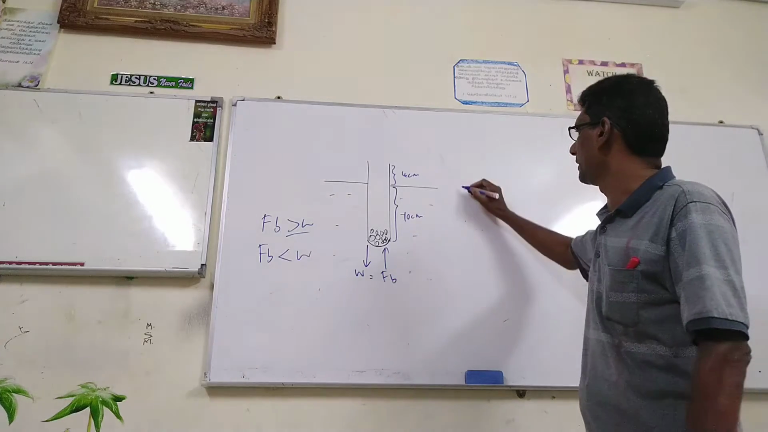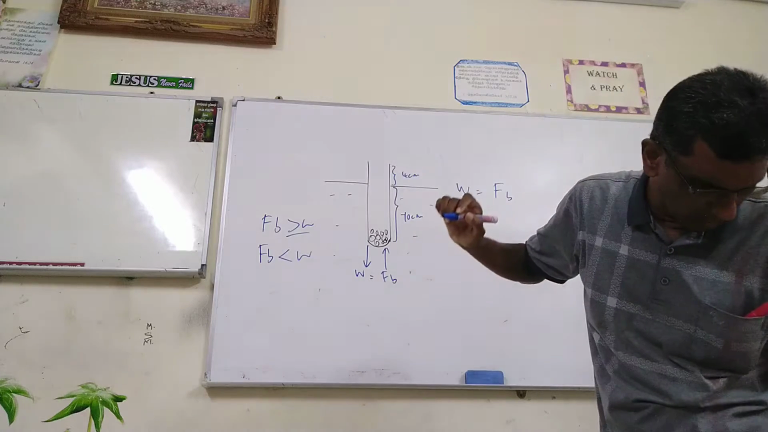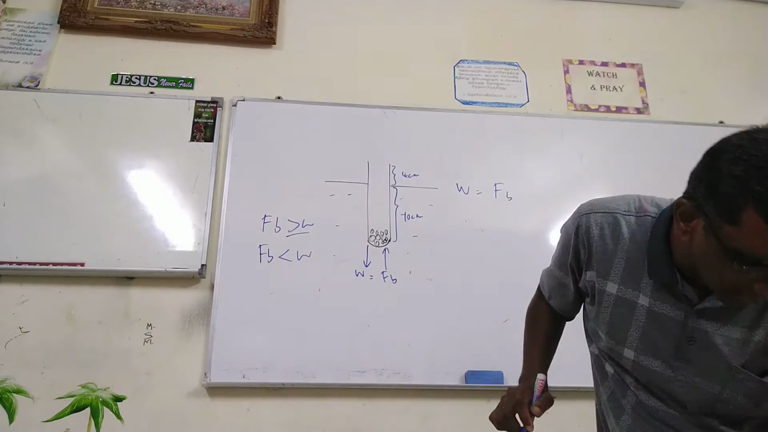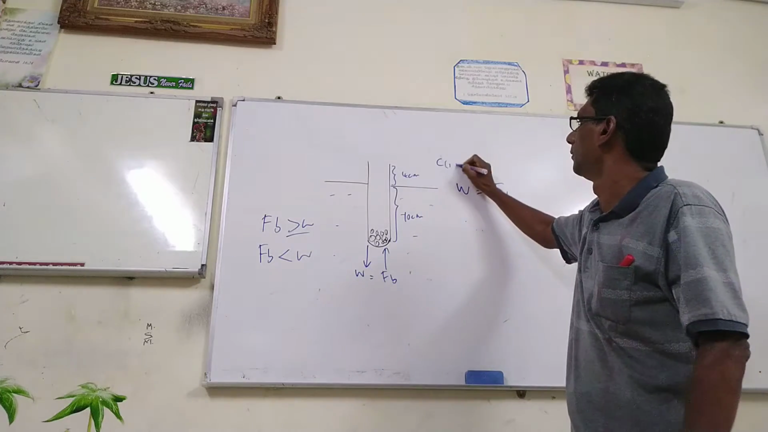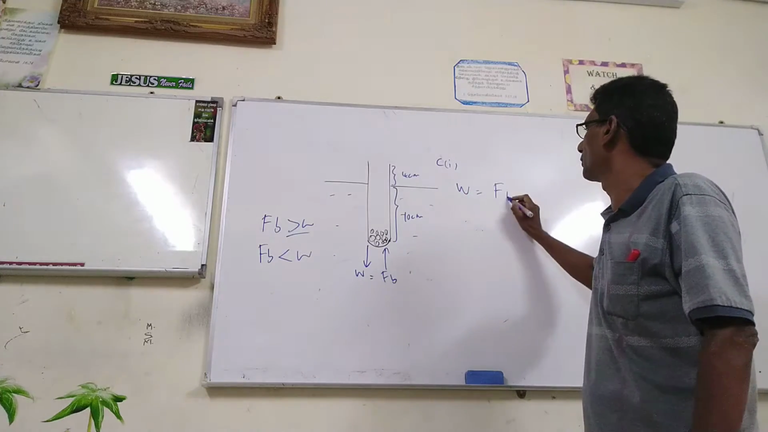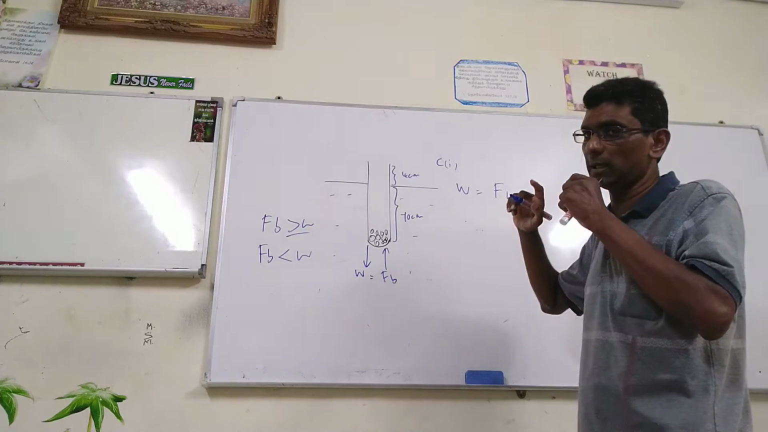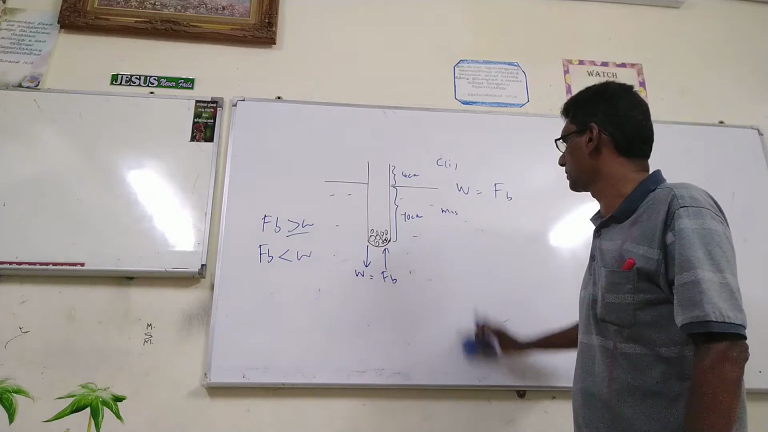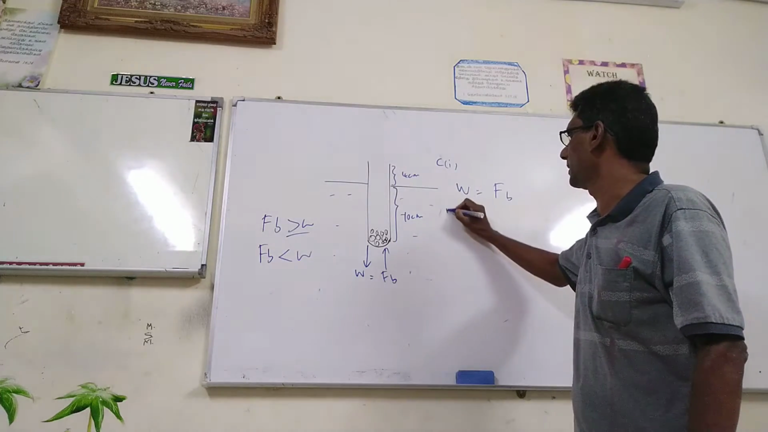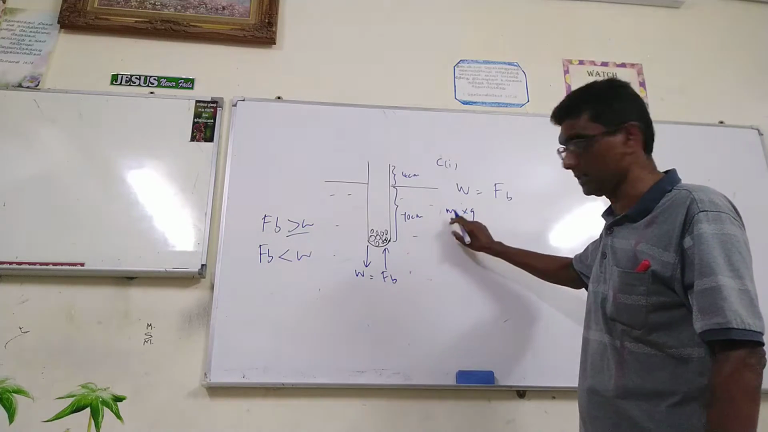So the weight equals the buoyant force. This is question number 1, part C. The weight equals the buoyant force. The weight must be the mass times g, and the mass must be this mass.